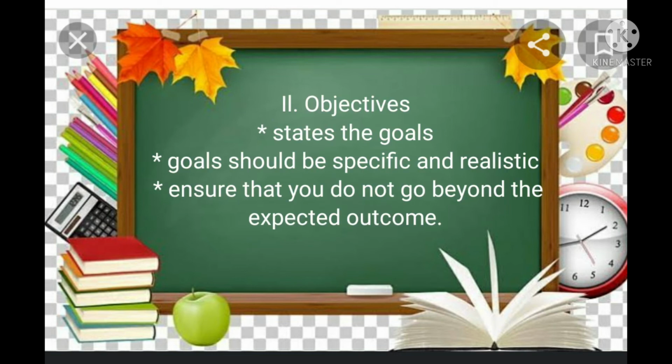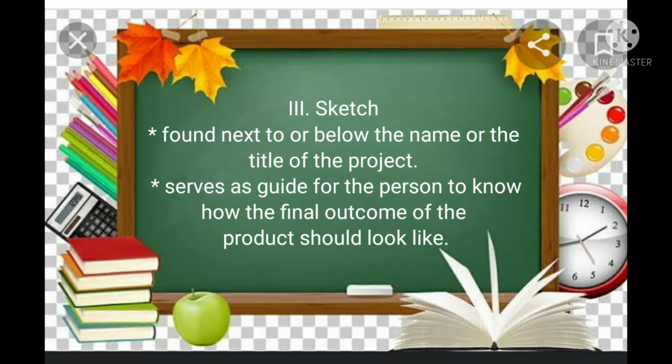The second one, we have the objectives. The objectives must state the goals, and the goals should be specific and realistic. And it should be ensured that you do not go beyond the expected outcome. The third one is the sketch, found next to or below the name of the title of the project. It serves as a guide for the person to know how the final outcome of the product should look like.